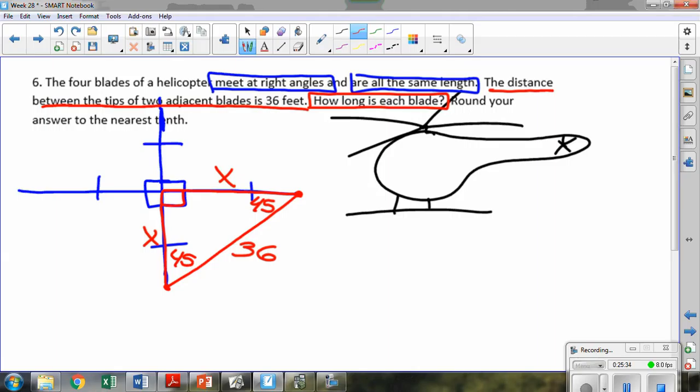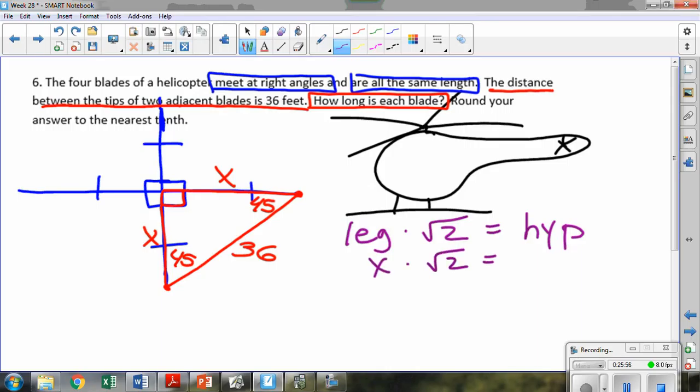We have a 45, 45, 90, and basically this is where you get to start picking more of your strategies. We know that a 45, 45, 90 had this relationship. The length of the leg multiplied by the square root of 2 will equal the hypotenuse. And so if you want to do it this way, it is absolutely valid. You can solve that equation and get your answer. It works. There's nothing wrong with using it.